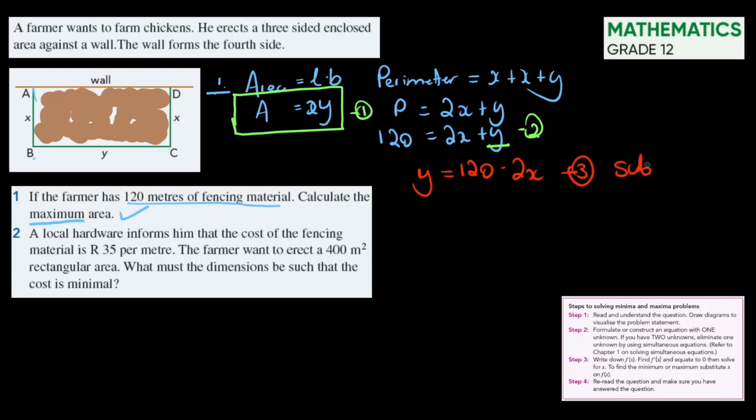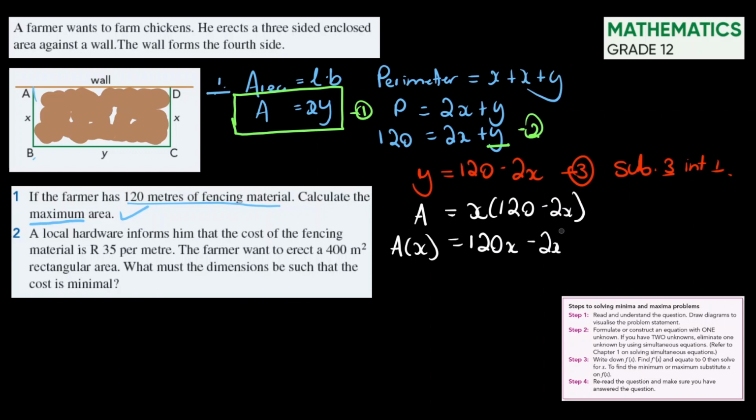Then we can substitute equation 3 into equation 1, and let's see how that will look. Remember, our equation here is area is equal to x times y. Where there's y, we're going to substitute 120 minus 2x. In that way, now we formulated the new equation, which is A in terms of x, because there's only x now, of 120x minus 2x squared, just multiplied in by the x. So now you can see we formulated a new equation, right?